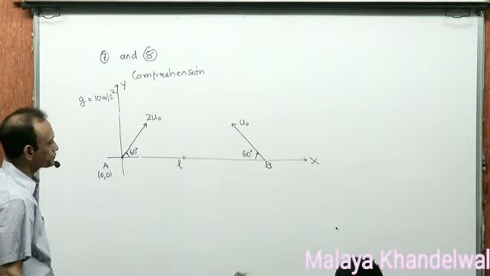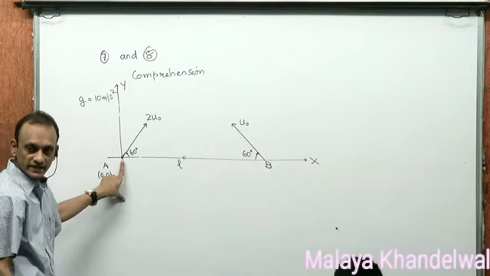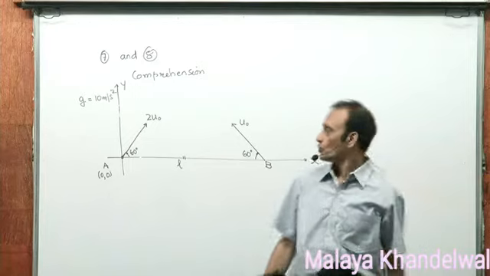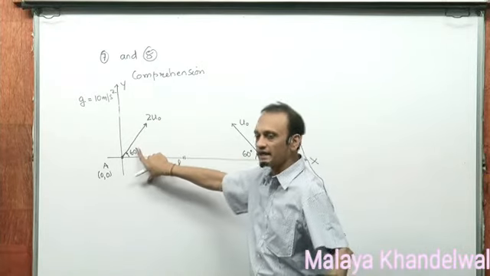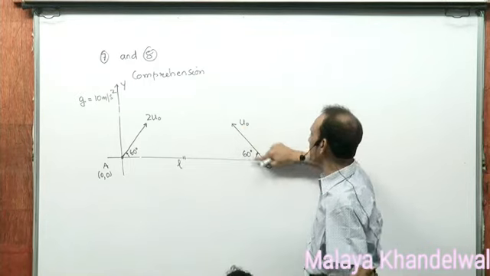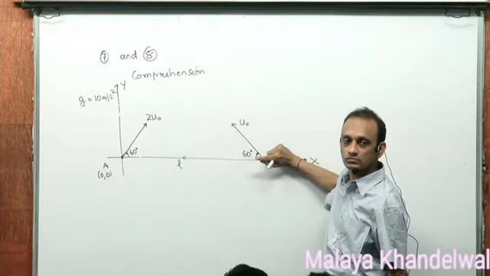So there are two projectiles A and B launched from the same horizontal level. One with a velocity 2u naught making an angle 60 degrees as shown, the other one with the velocity u naught making an angle 60 degrees as shown, right?